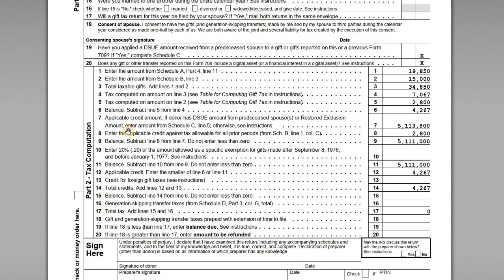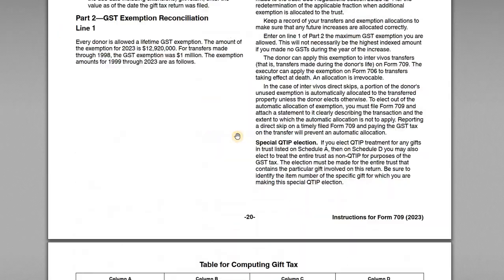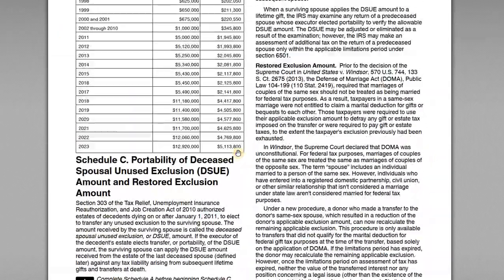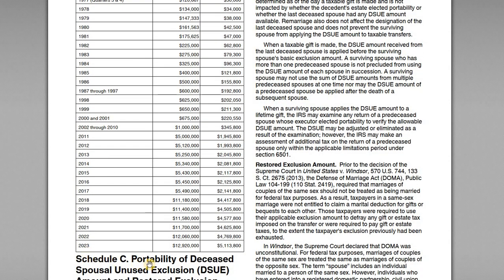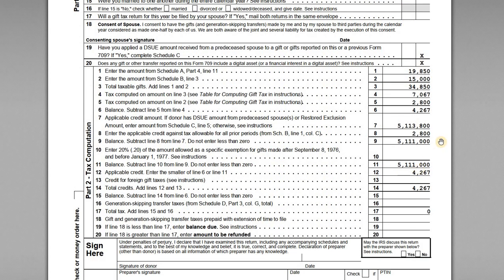On line 7, we enter the applicable credit amount from the tables for the current period. Now note here, it says if the donor has any DSU amounts or a restored exclusion amount, you have to calculate this a little differently. In our case, we have neither, so we can simply go to the table and look up the amount that applies for this year. So if we go to the exclusion and credit amount table, the exclusion amount for 2023 is $12,920,000, and then the credit amount is $5,113,800. The $5,113,800 is reported on line 7.